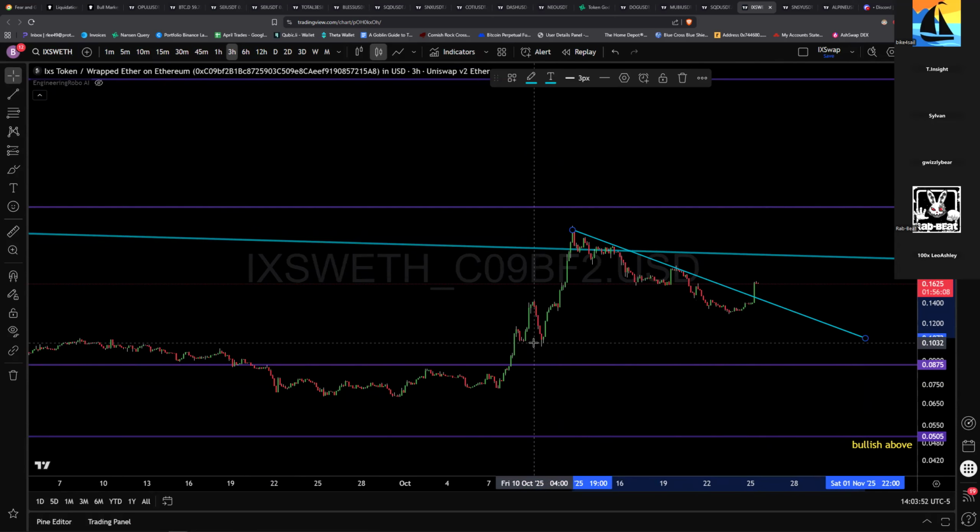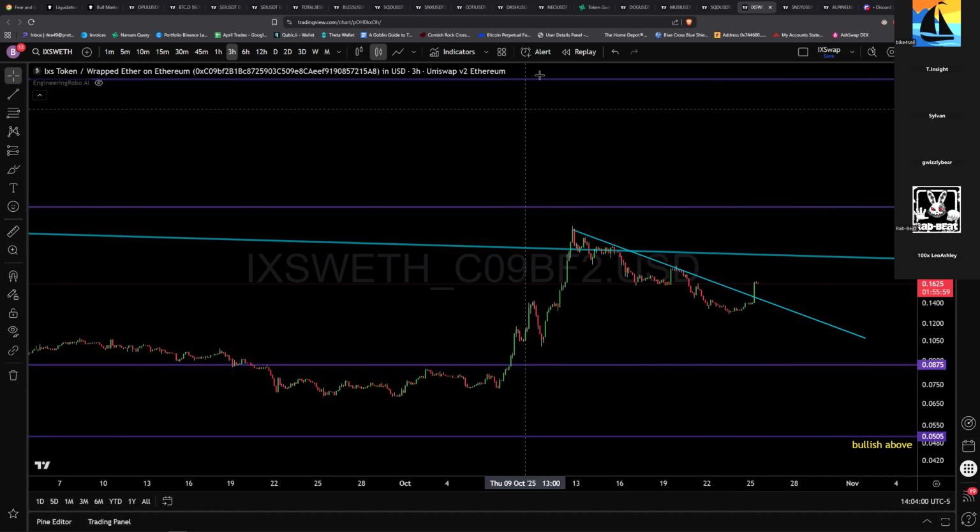Yeah, I mean, it really feels like it should come down one more time. So I don't think it's ready yet, but really what you're waiting for is that break above whatever that is, about 20 cents or something.